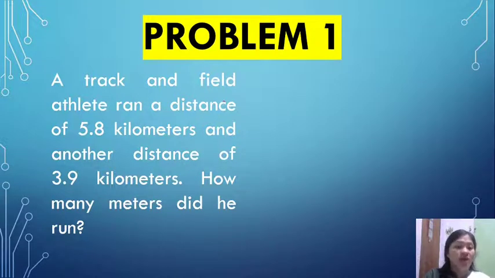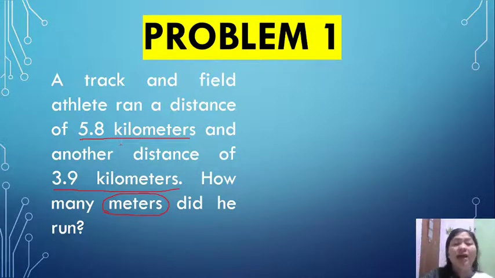So if you're going to take a look at the problem, yung athlete daw, yung manlalaro ng track and field, ang tinakbo niya is 5.8 kilometers and another 3.9 kilometers. So kung mapapansin natin, yung tinakbo niya is expressed in kilometers, but in the question, you are asked how many meters did he run? Pero ang tanong sa atin, ilang metro yung tinakbo niya? So ano muna ang ating gagawin in this example?